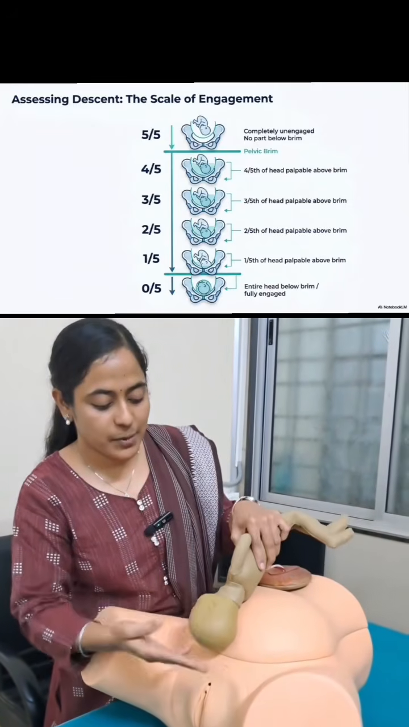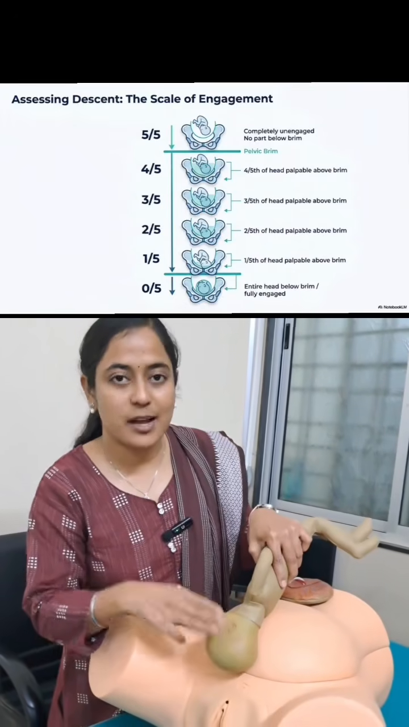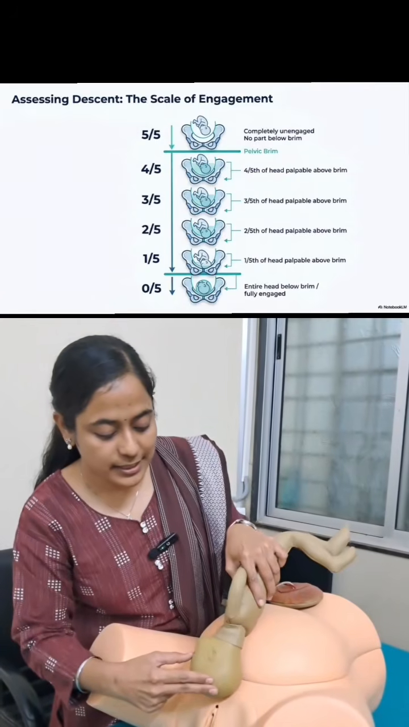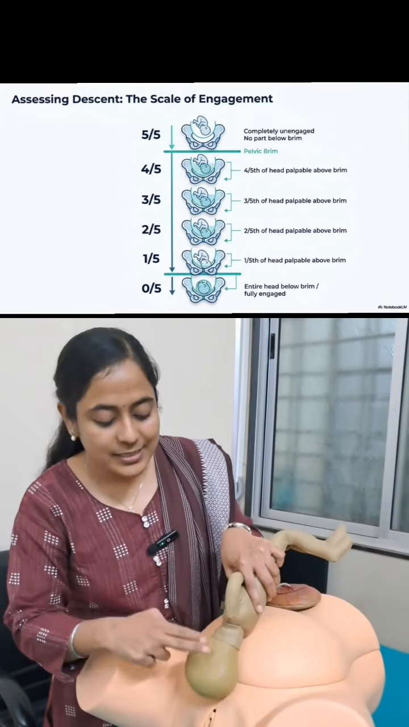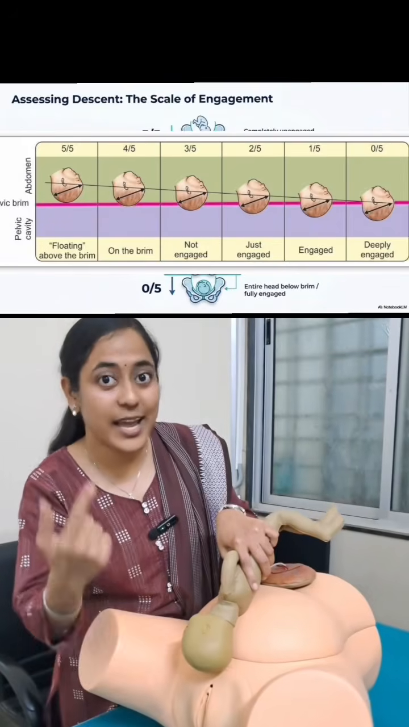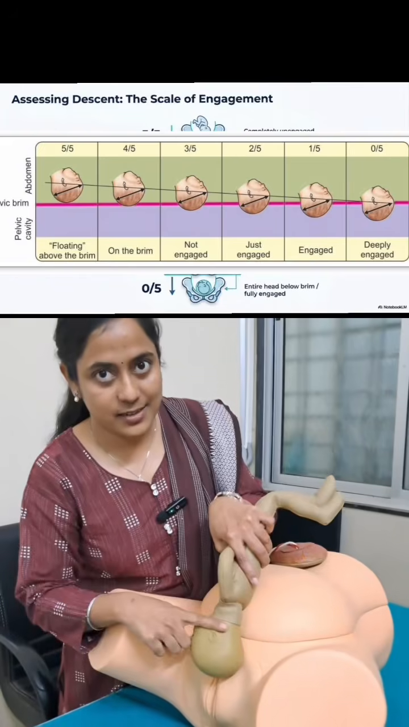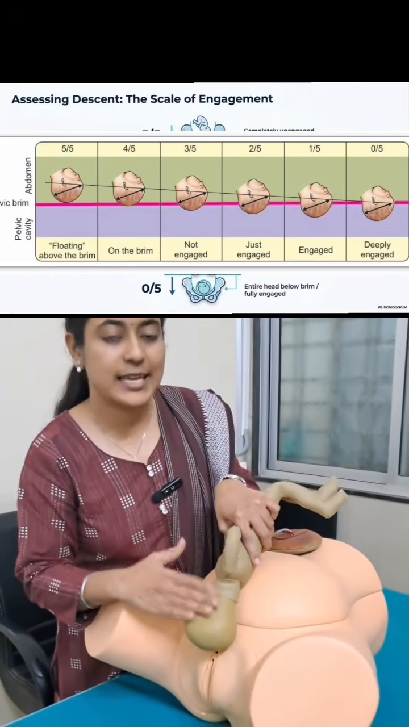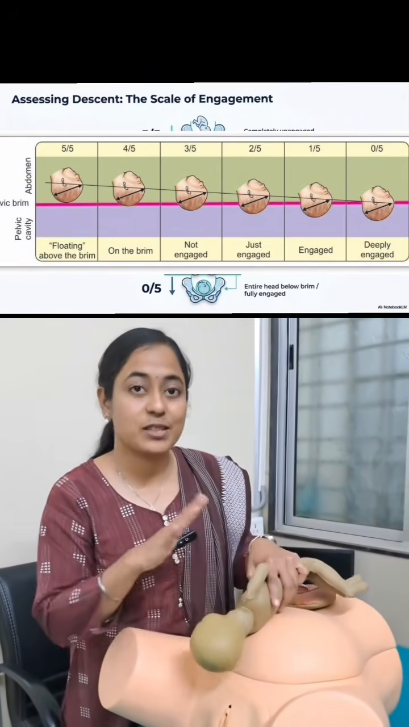If we are able to palpate up to 3 fingers, then the head has reached just up to the pelvic brim. If the head has descended a little bit, and we are just able to palpate up to 2 fingers, then the head has started getting engaged. So here we can say that the head has engaged. And if we are palpating with 1 finger or less, and we are unable to palpate the sinciput or occiput, then we can tell that the head is in deep engagement. So these are the levels of engagement we can assess per abdominally.